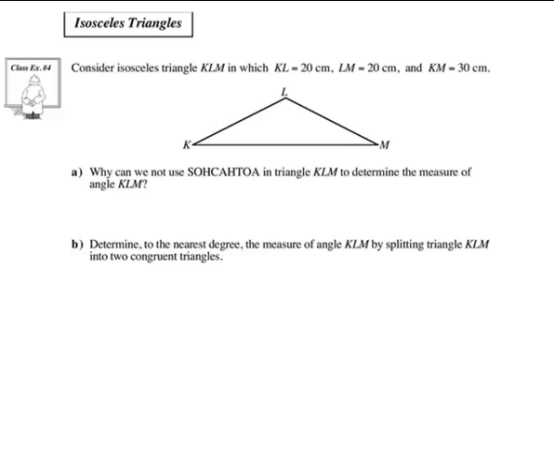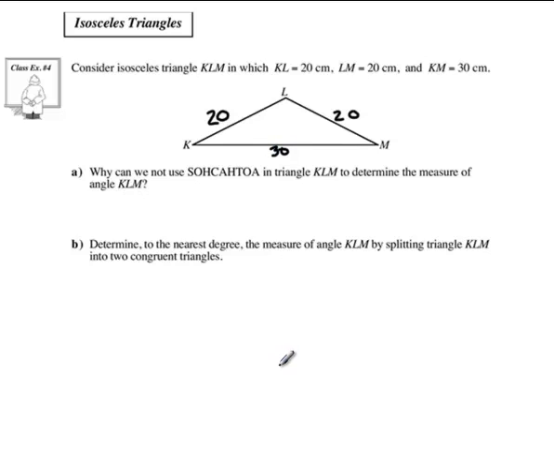Consider the isosceles triangle KLM in which the length of K to L is 20 centimeters. I'm going to label this as I read it. The length of L to M is also 20 centimeters, and the length from K to M is 30 centimeters.